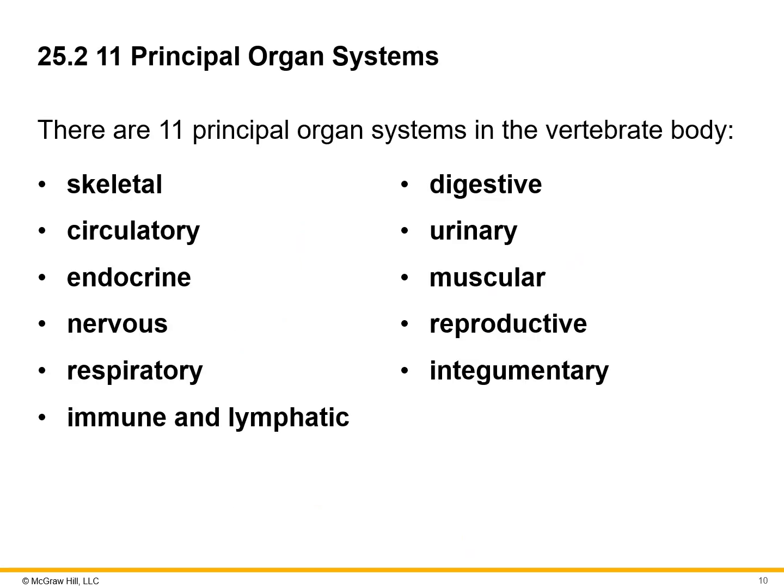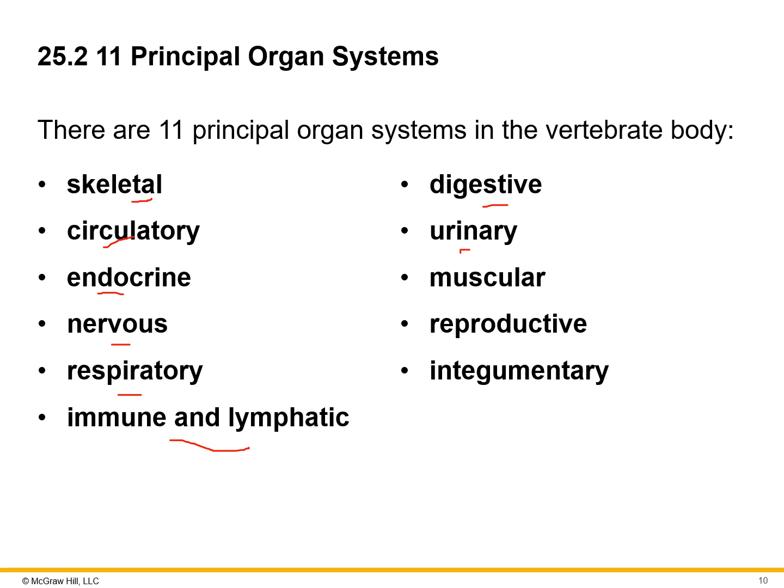All right, so some of the principal organ systems that we'll be learning more about throughout the semester. So the skeletal system, we won't talk a lot about that in this course, but the circulatory, we definitely come back to, the endocrine, which is our hormones, the nervous system, how we control our body, the respiratory system. The immune and lymphatic, we'll just kind of briefly mention. We don't have a whole chapter designated to those. Digestive, we'll be back to.